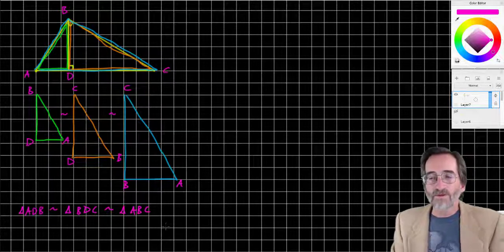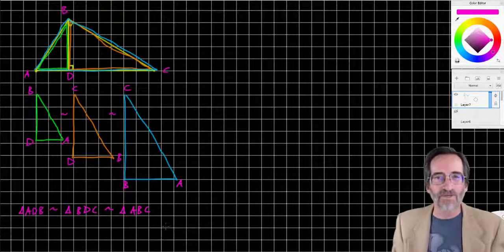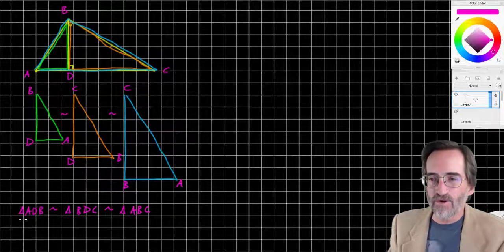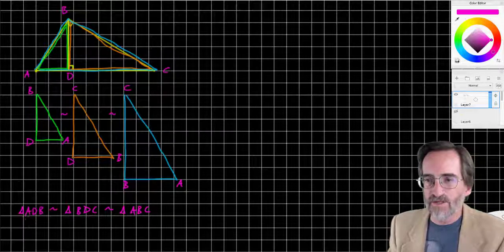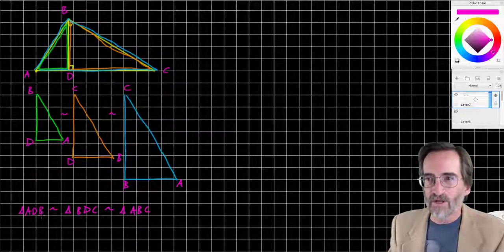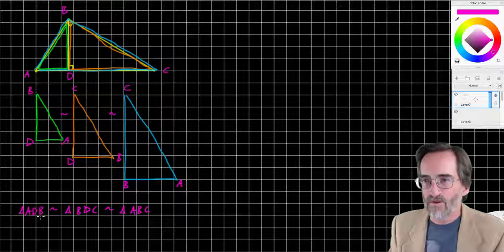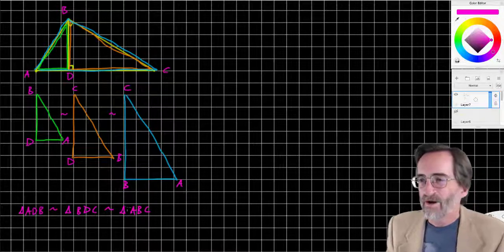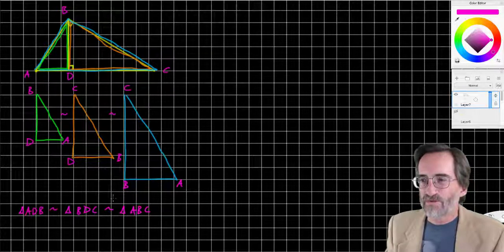Okay? All the sides are proportional and all the angles are congruent. But note the order. A goes with B. A is the medium angle, B is the medium angle. D is the right angle, B is the right angle. B is the small angle, C is the small angle. Okay, all right, and so they all correspond that way.